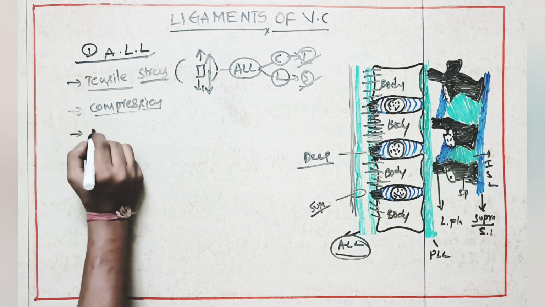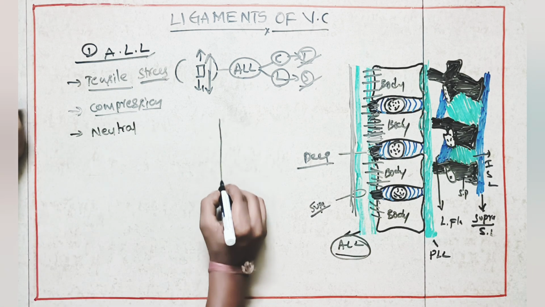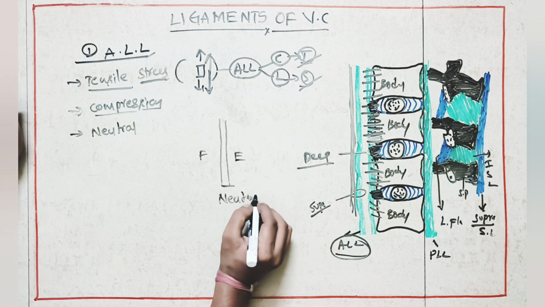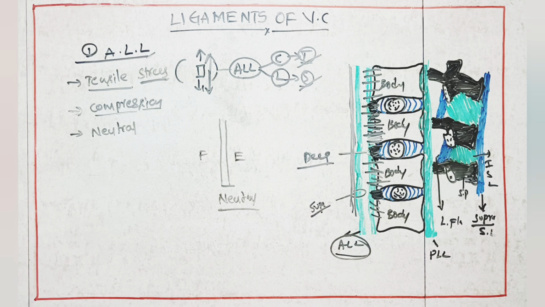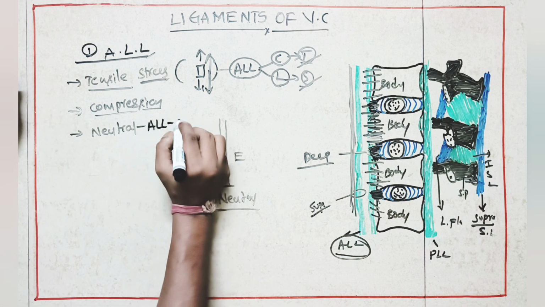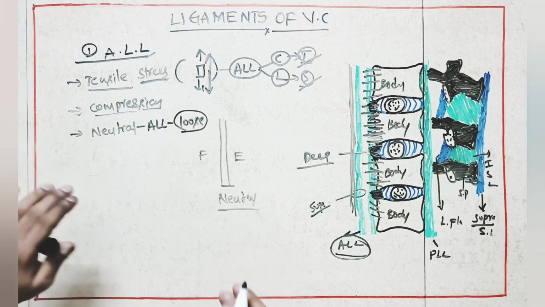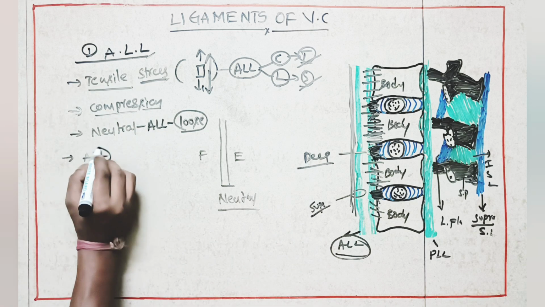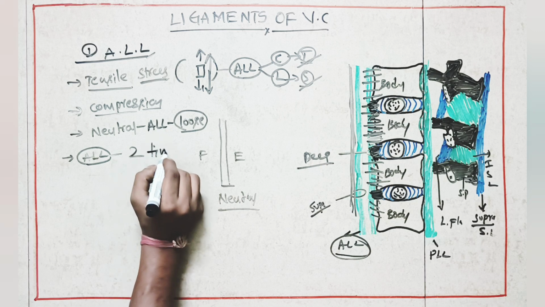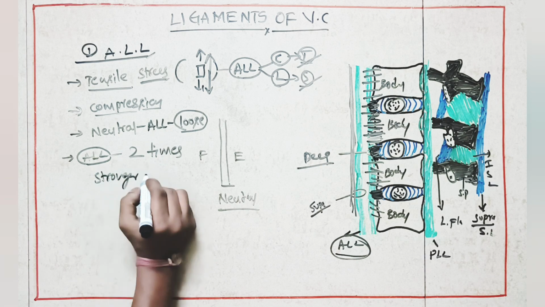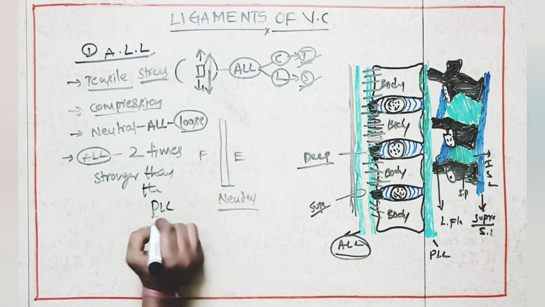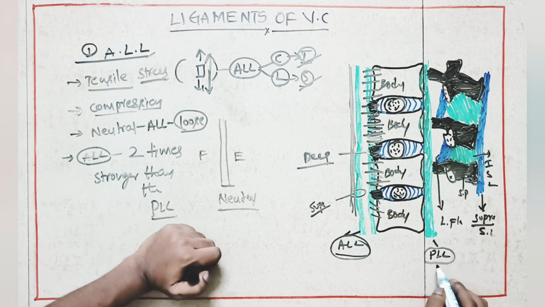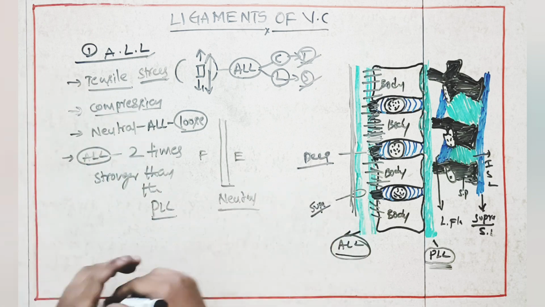Next point, neutral position. When the body is in neutral, the vertebral column is not in flexion and not in extension. So when the vertebral column is in the neutral position, the anterior longitudinal ligament will be loose. It is not tight, and it is not stretched either. Okay. Last point, the anterior longitudinal ligament is two times stronger than the posterior longitudinal ligament. So this is about the anterior longitudinal ligament. Okay.